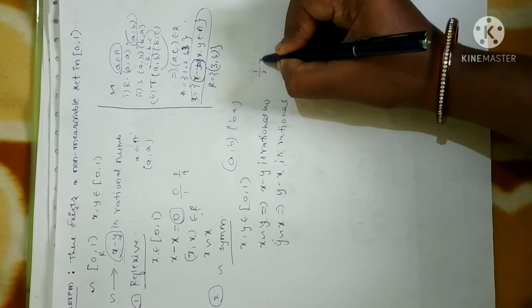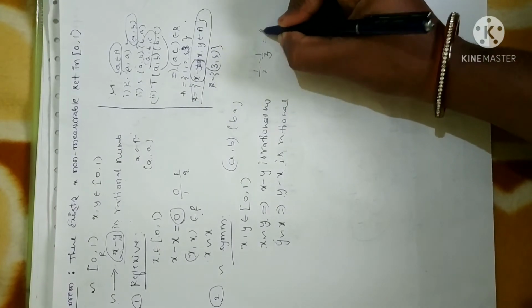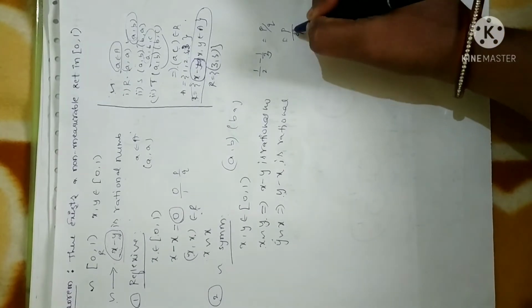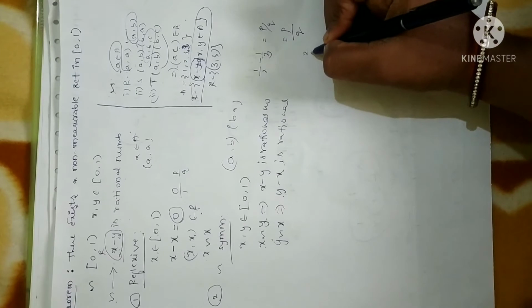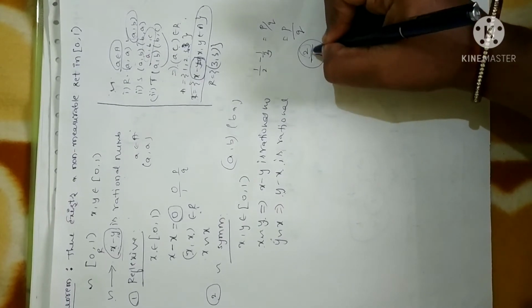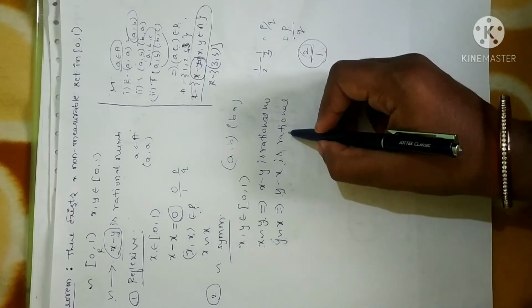Suppose you take 1 by 2 minus 1 by 3, after taking LCM you will get p by q only. Even if you get only an element p, you can express that as p by 1. For example, when I have an element 2, definitely 1 will be there in the denominator. So any number can be expressed in the form of p by q. So again I can say y minus x is a rational number.